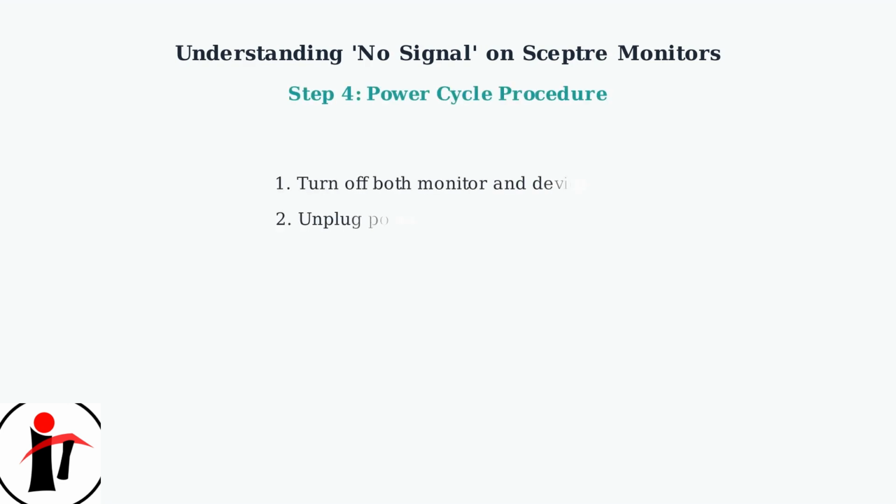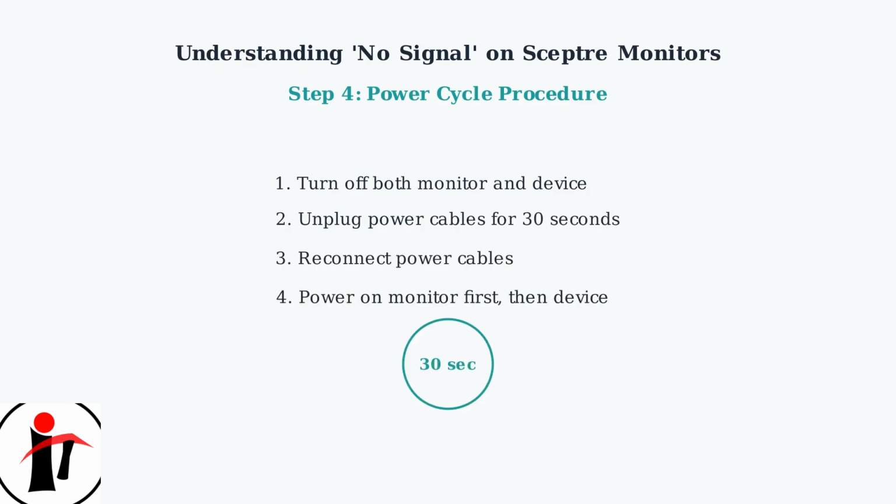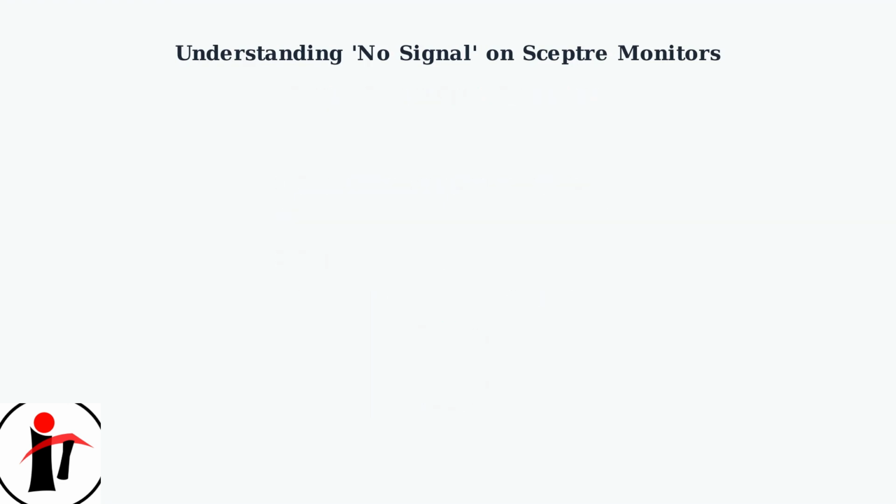Finally, power cycle both the monitor and connected device. Turn them off, unplug them for 30 seconds, then reconnect and power them back on, starting with the monitor first.